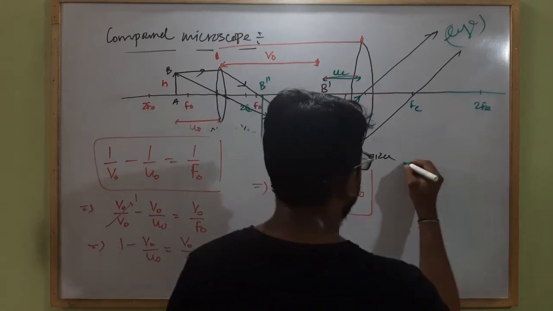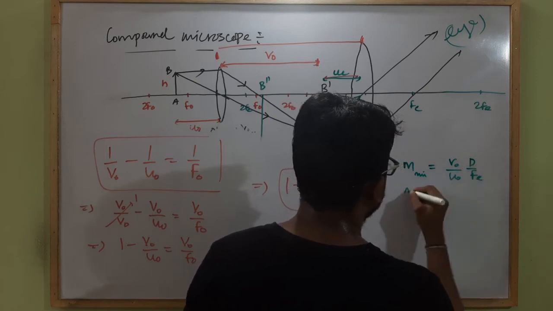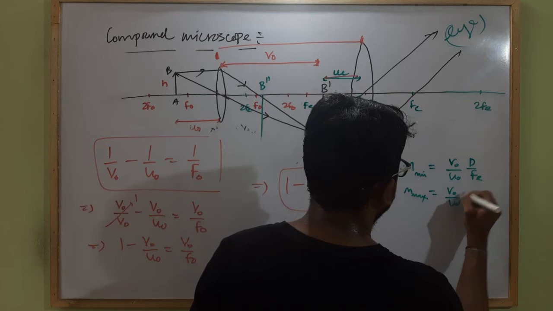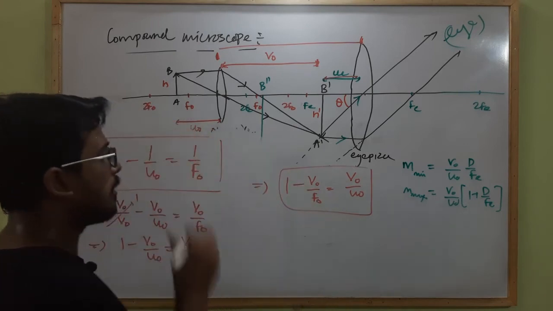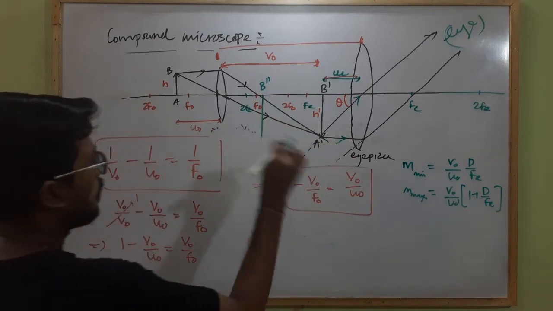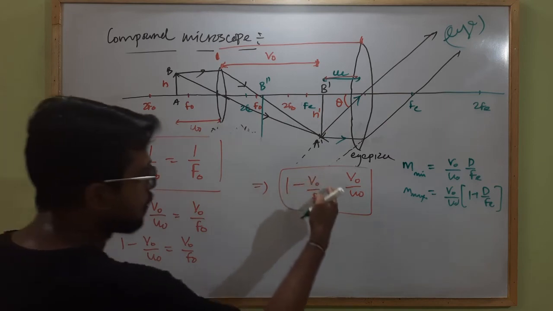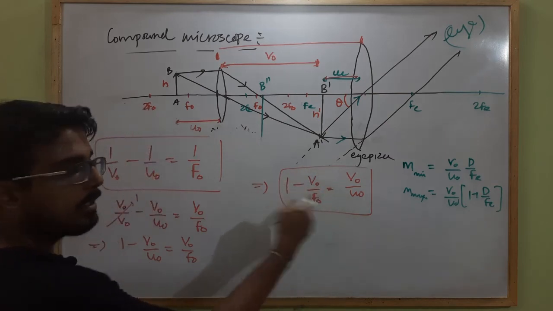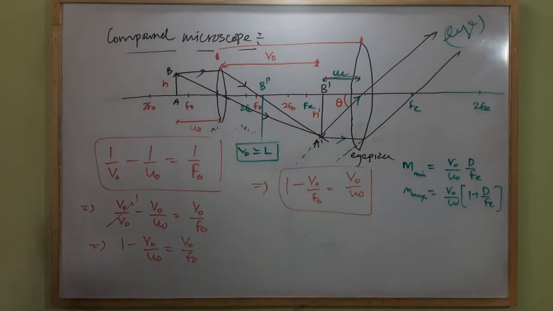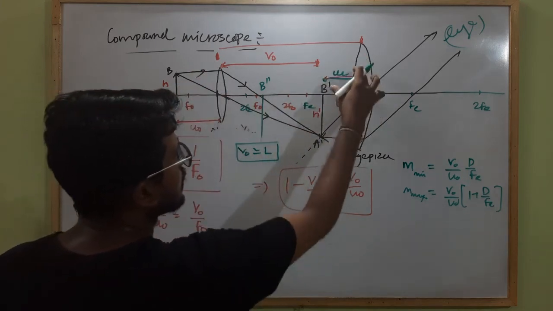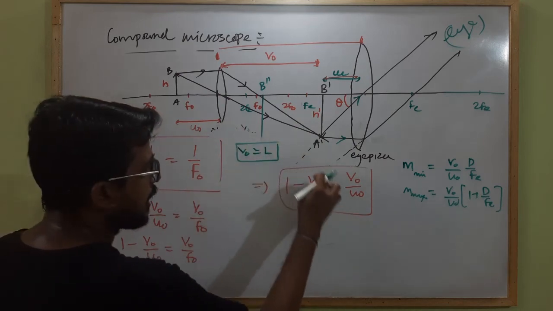We know the magnification formula for compound microscope. Minimum magnification will be V naught by U naught into D by FE, and maximum magnification will be V naught by U naught into 1 plus D by FE. Clear? Now V naught by U naught will be 1 minus V naught by F naught. But the value of V naught with respect to F naught is very large, so this term will be very large in comparison to 1. V naught is nearly equal to the length of the tube because the focal length of the eyepiece is very negligible. So V naught is very large in comparison to F naught.